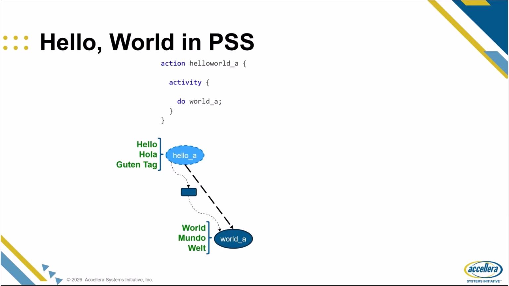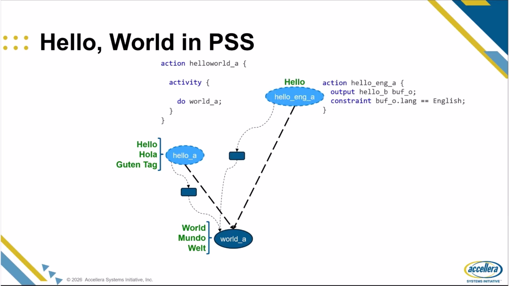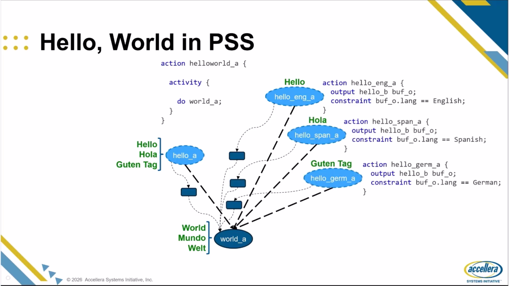But we can have other actions as well. So we can have a hello English action, which again produces an output buffer of the appropriate type, in this case constrained to have the language of English. We can also have a hello Spanish action and a hello German action, which are similarly constrained. So now, by just saying we want to do world, the demands of the system are that there must be another action that's going to produce a compatible buffer. And in this case, we can pick the hello action, which is going to randomly pick a language, or we can pick one of the specific languages.